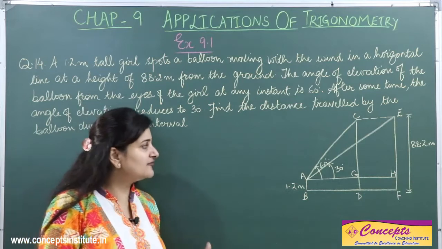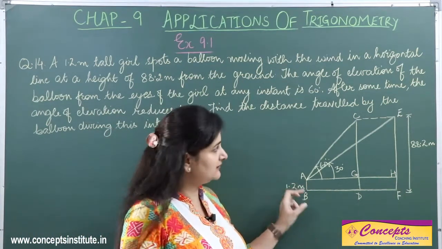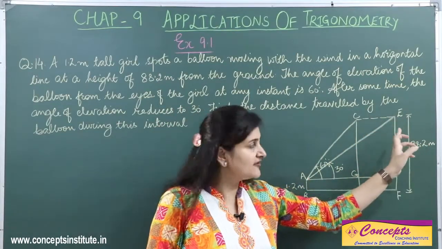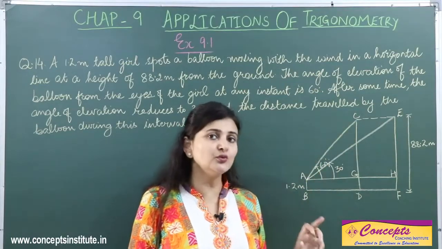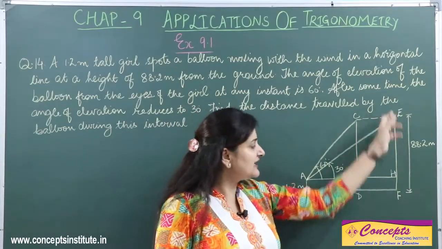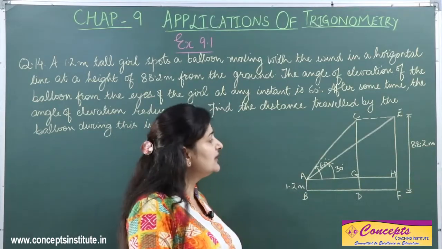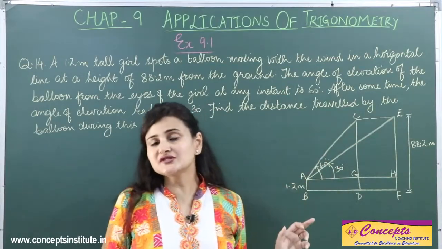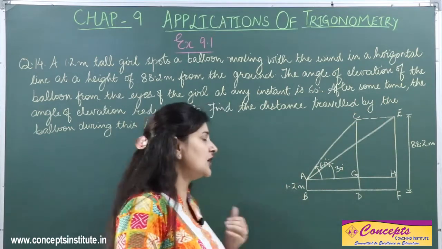Now students, what we have to find out is the distance travelled by the balloon. See, AB is the girl and E is the final position of the balloon, right, when the angle of elevation is 30 degree, and C is the position of the balloon when the angle is 60 degree, right, and EF is the height of the balloon from the ground, that is 88.2 meter. So the balloon travels from the point C to point E, and we are interested in finding out this distance CE. So let's see how do we find it out.